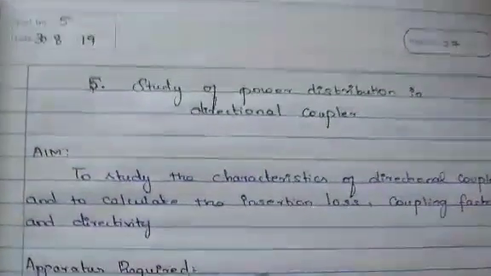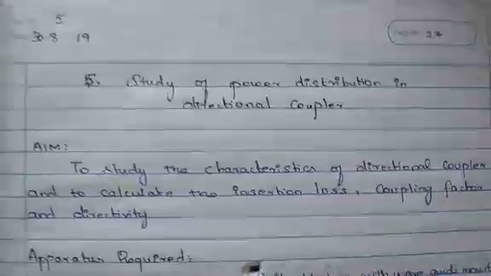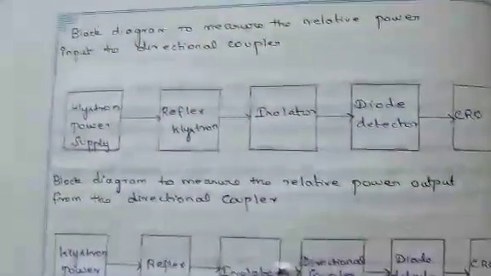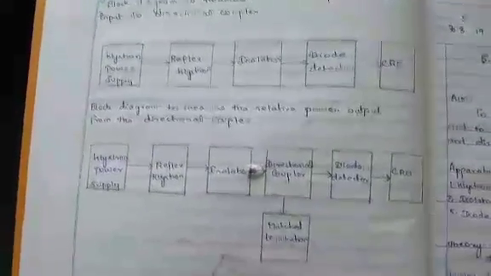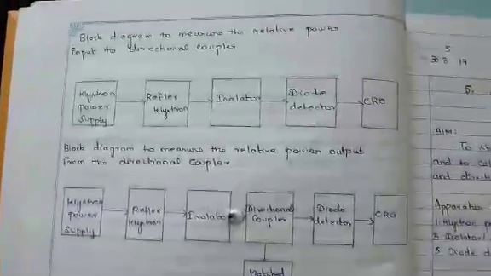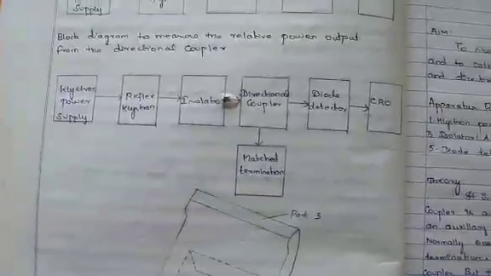So this experiment is power distribution in the directional coupler. This is the block diagram. We have two block diagrams here. One first to give the input to the directional coupler. Second one to see the output from the directional coupler. That is, first one is without the directional coupler. Second one with the directional coupler.